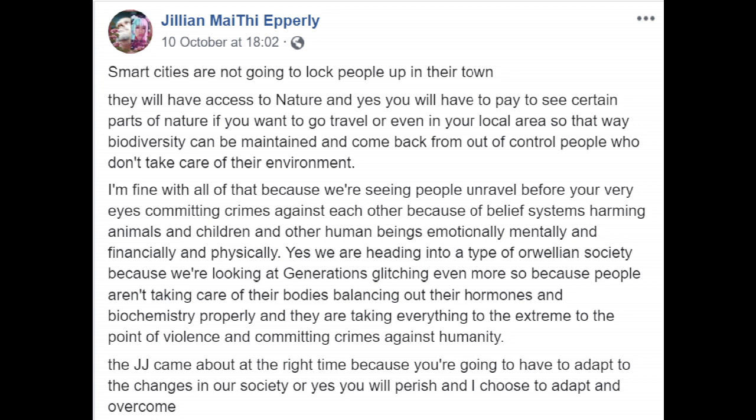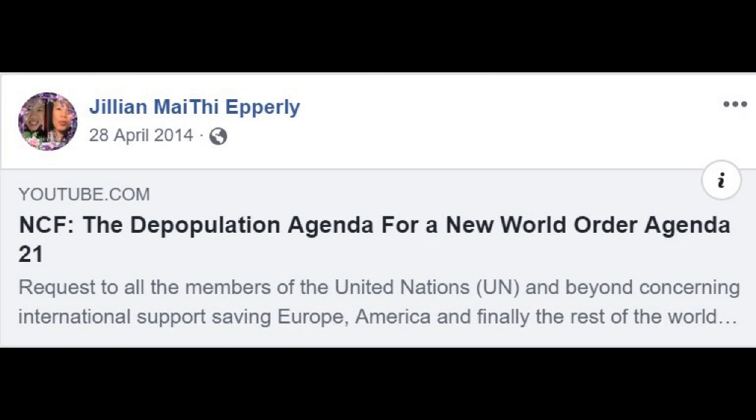The issue, contrary to Jillian's belief, is that we are experiencing a population increase worldwide. And for clarity, the population in the world is currently, as of 2020, growing at a rate of about 1.05% per year. The current average population increase is estimated at 81 million people per year. Not a very good depopulation agenda.